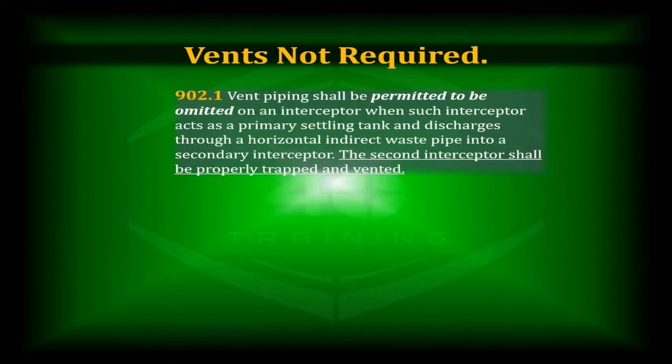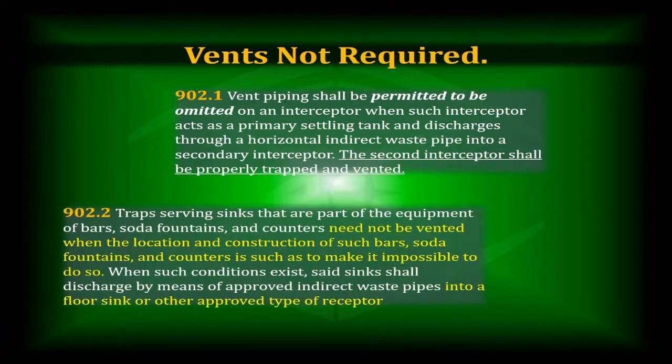Vents not required. 902.1 Vent piping shall be permitted to be omitted on an interceptor when such an interceptor acts as a primary settling tank and discharges through a horizontal indirect waste pipe into a secondary interceptor. The second interceptor is going to be what has to be properly trapped and vented.